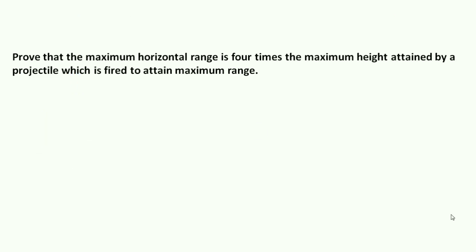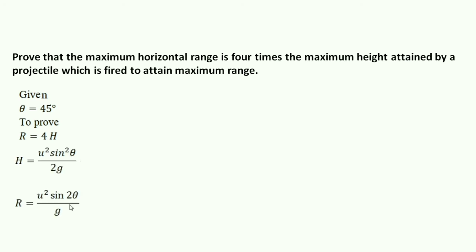So this is the next question. Prove that the maximum horizontal range is 4 times the maximum height obtained by the projectile, when the projectile is fired to attain the maximum range. Here theta is given, because for maximum range theta is 45 degrees, which we have already found. We have to show r is equal to 4h, and we know the formula for h is given by this, r is given by this. So if you divide these two and put the value for theta, then you'll get r is equal to 4h. Just write these two equations, divide them, and you'll get the answer.